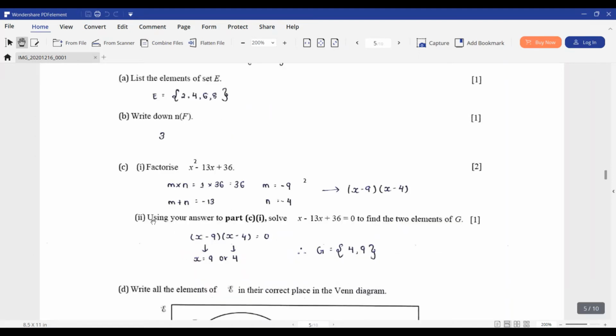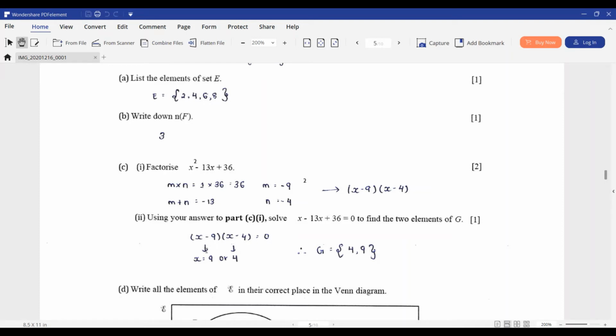So Roman 2. Using your answer to part C, Roman 1, solve x squared minus 13x plus 36 equals 0 to find the two elements of G. So look. So now that we take this x minus 9 and x minus 4 and we equal it to 0. So what we do is we treat these two as separate equations. So x minus 9 is equal to 0 as a separate equation and x minus 4 is 0 as a separate equation.